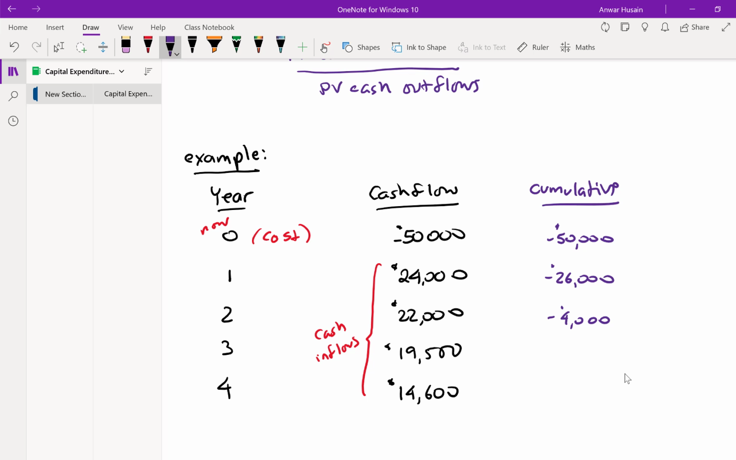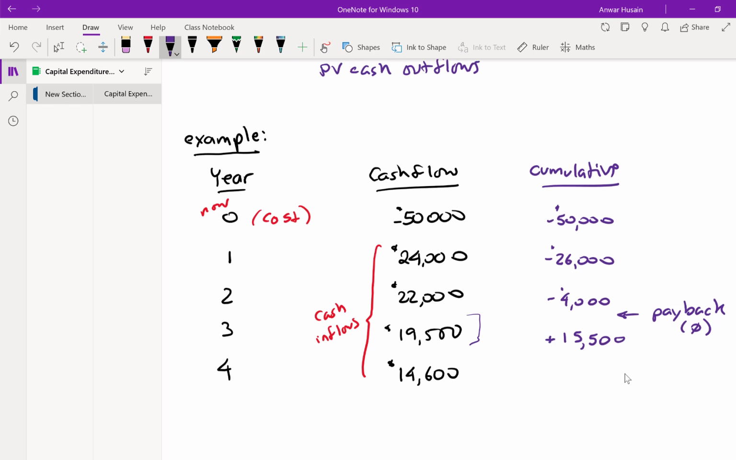Okay, but then the following year, we make 19,500 more. Okay, so we will be positive at this stage. So by this point, we are at 15,500. So you can see that at some point here, we have the payback. So the payback occurs when it's at zero, because you've recovered your full cost.